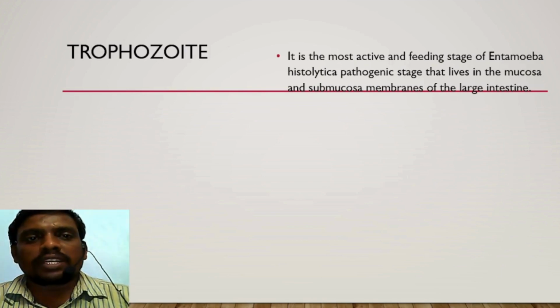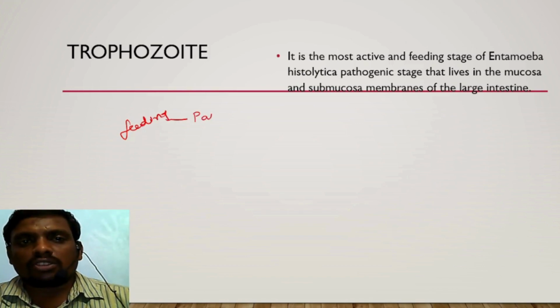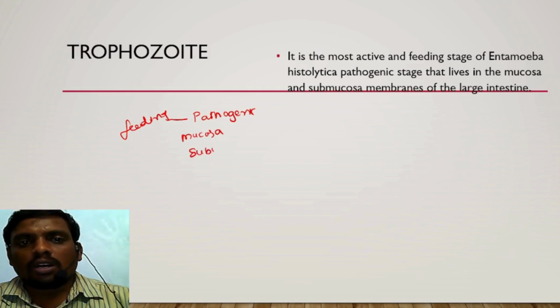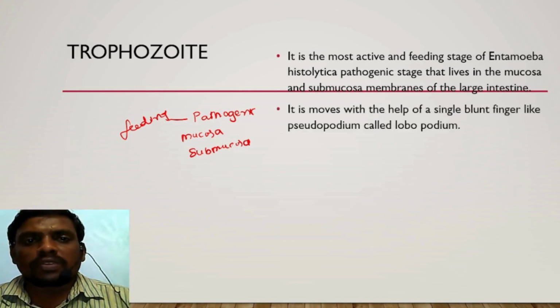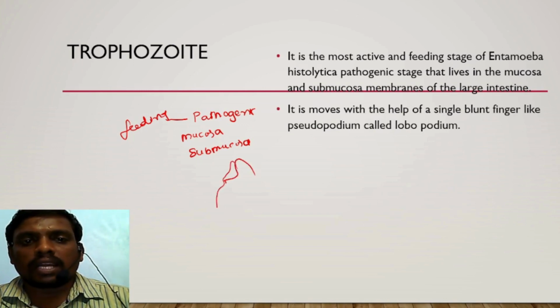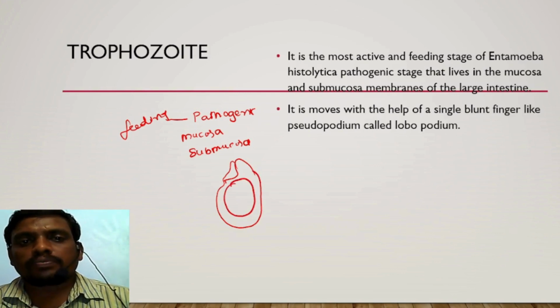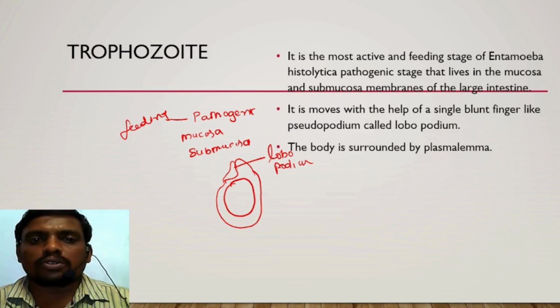It is the most active and feeding stage of Entamoeba histolytica and the very pathogenic stage of its life cycle. It lives in the mucosa and submucosa layers of the large intestine in man. It moves with the help of a single blunt finger-like pseudopodium that is called a lobopodium. What is that called? Lobopodium. So, this pseudopodium helps to move the animal from one place to another.